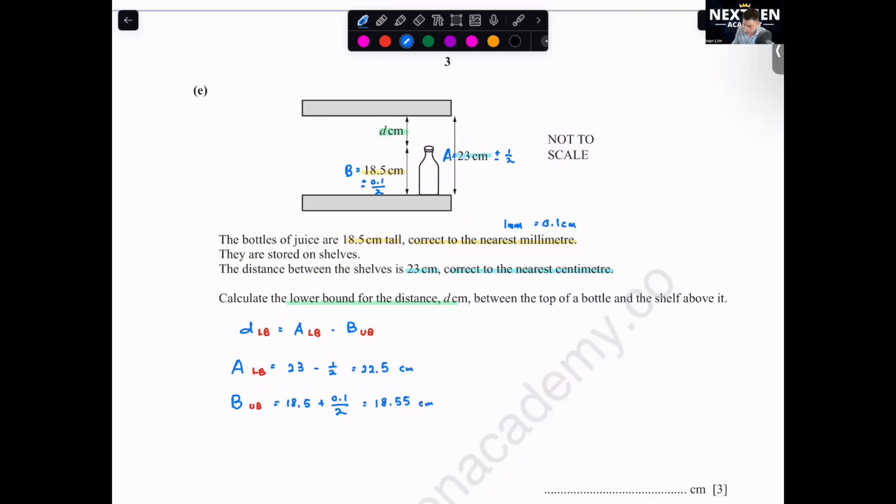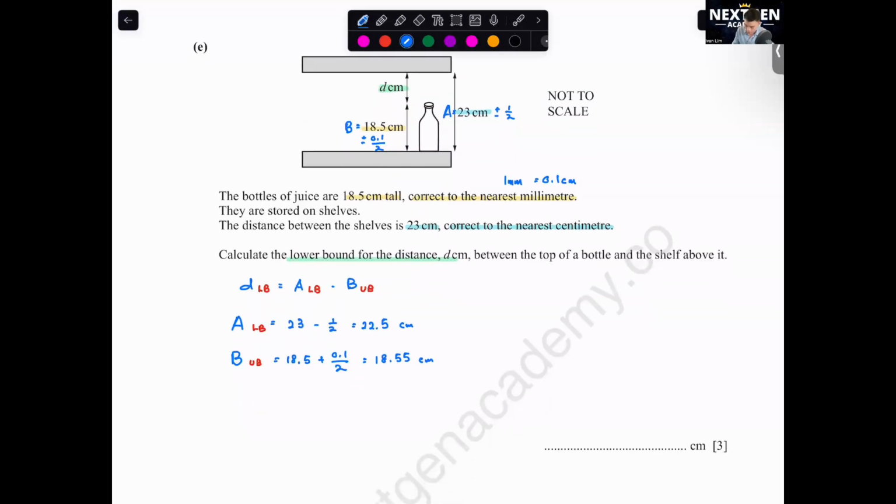Double check that all the units are the same also. This one is cm and cm. And then I will find here d lower bound, which is equal to 22.5 minus 18.55, which is equal to 3.95 cm.